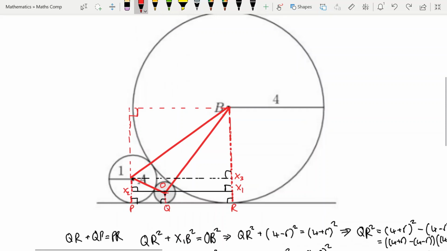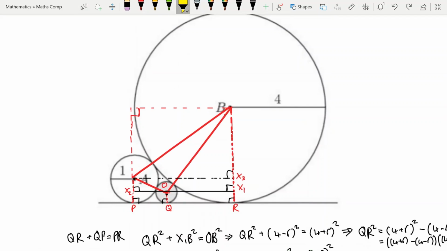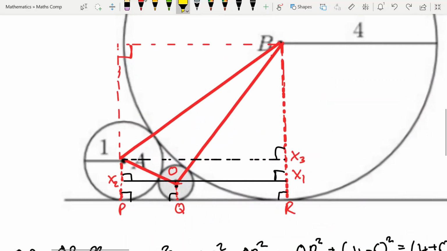So you can see if you join the centers, we'll let the center of the smaller circle be O, and if you drop the perpendiculars from the centers to the tangent, they're going to be right angles from one of the circle theorems. We let the feet of the perpendiculars from A, O, and B be P, Q, and R.